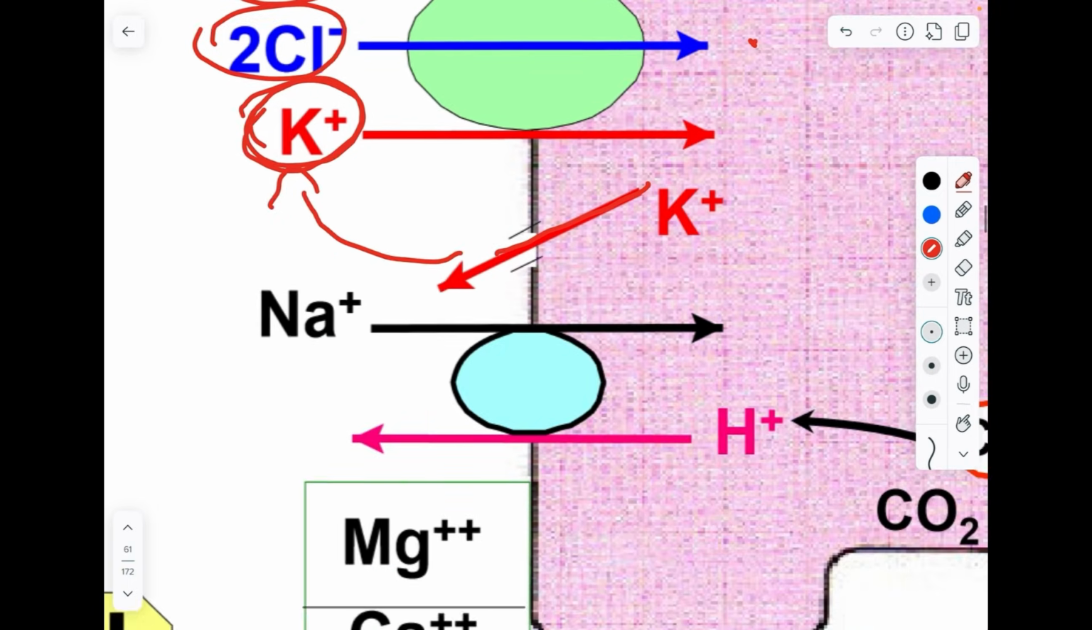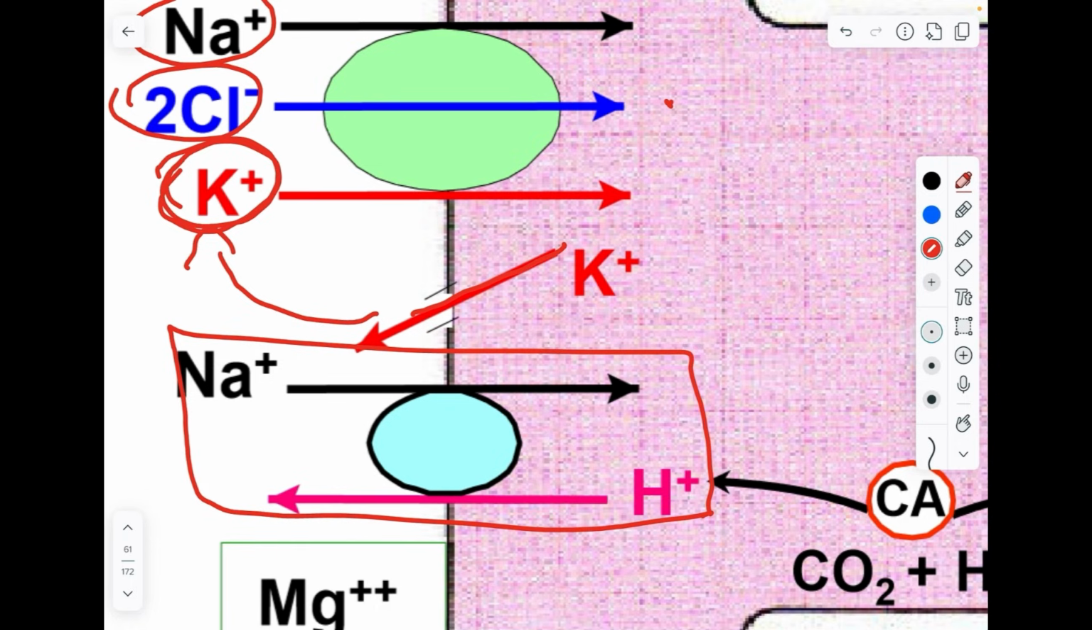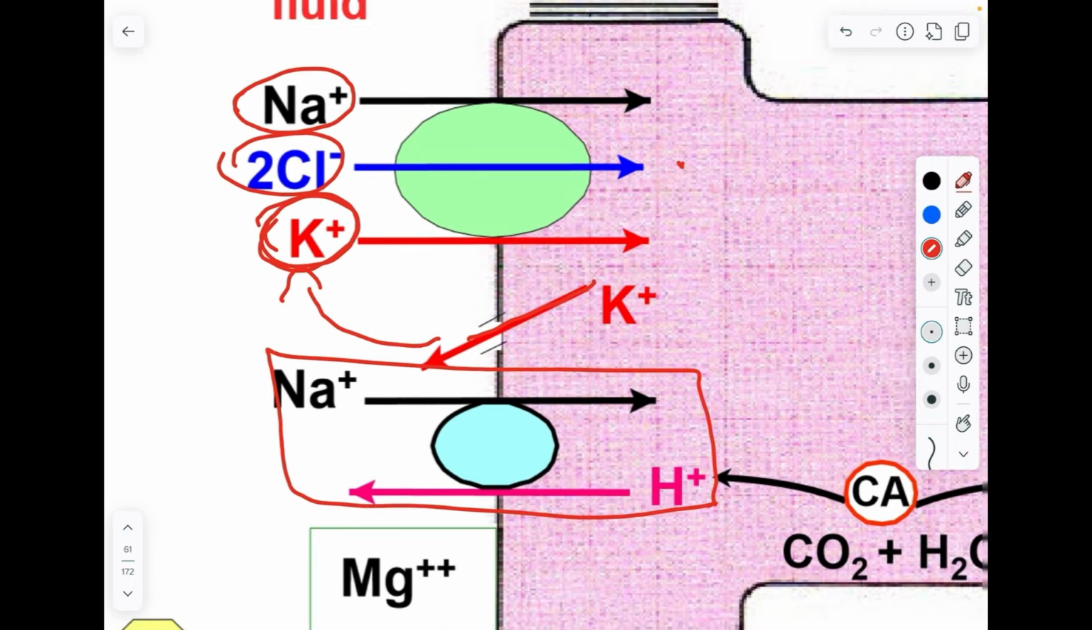Okay? And as always, as I said before, we have this all over the nephron, except for the late distal tubule and collecting duct.